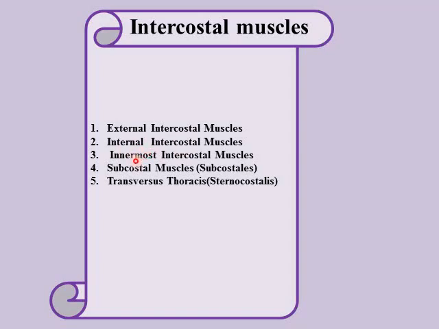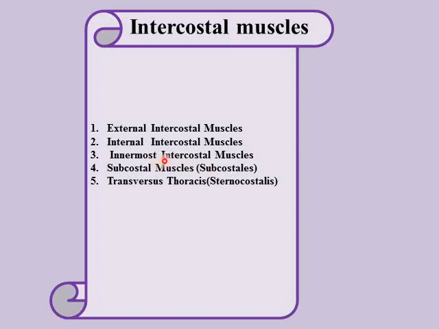The third layer is divided into 3 parts. One occupies the most anterior part of the thorax, which is called transversus thoracis or sternocostales. The second part, the muscle which occupies the posterior, is called subcostales muscle, and this muscle lies at the third layer of the thoracic wall, posteriorly.